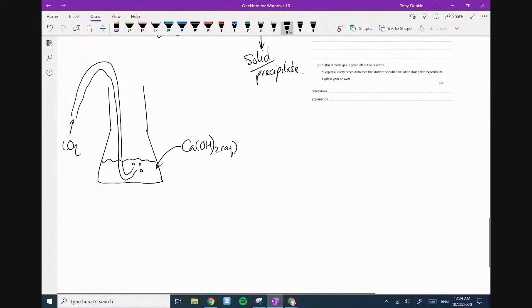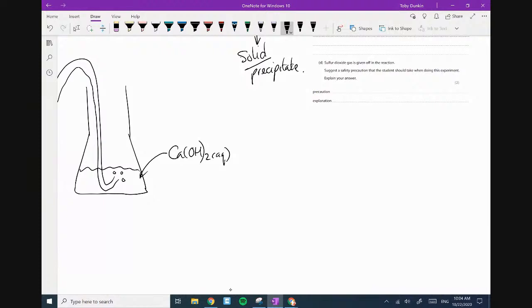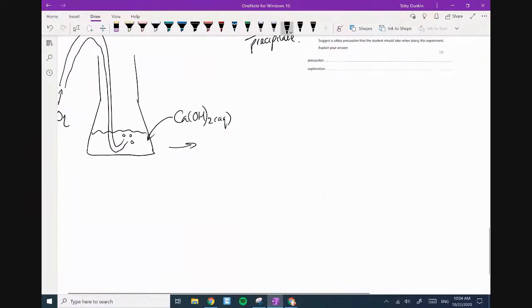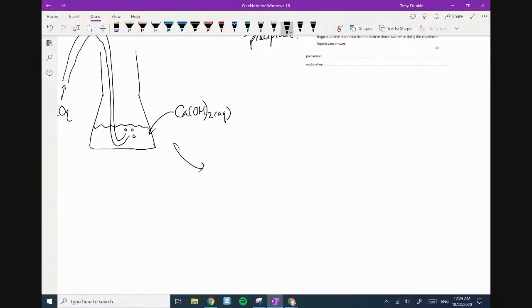Now, what's going to happen is it's going to turn cloudy. It's going to become like this. This is where my diagrams are letting me down. I'm going to move down a bit. It's going to turn opaque. It's not going to be yellow though, it's going to be white. So I'll choose gray. It's going to become opaque.